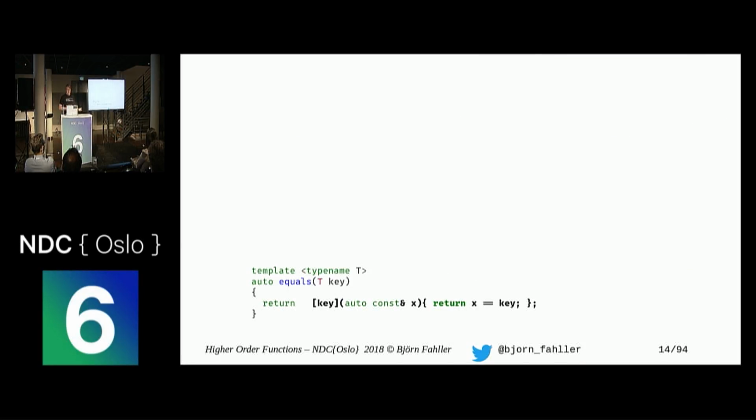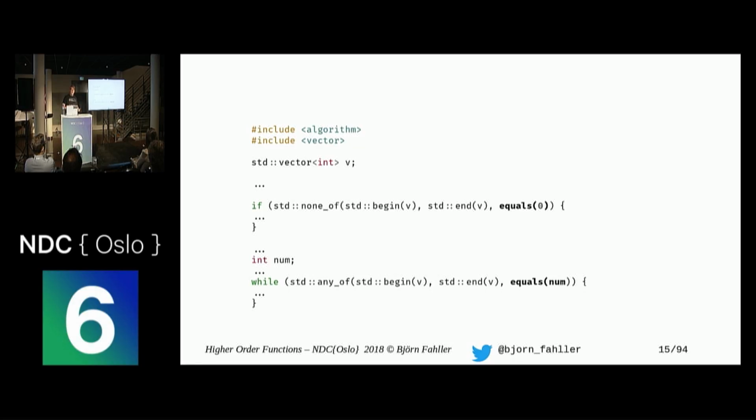So back to this, and now we can write the code like this instead. So say, if none of the values in the vector equals 0, then. And while any of the values equals num, then. This is more expressive code. It communicates intent. People laugh when I say this, but this enables us to have an argument over names. That is actually a good thing.